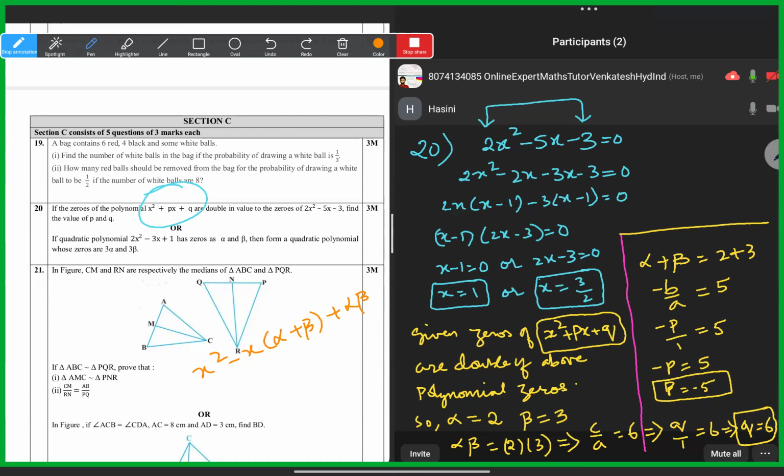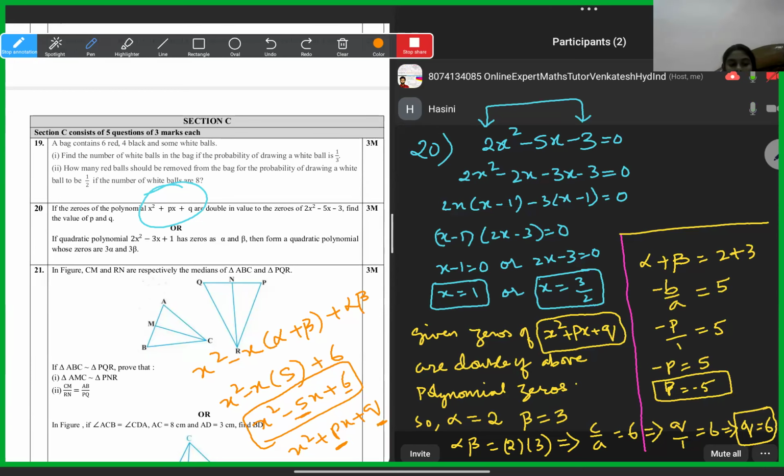Yes, Hasni. Since we know the individual zeros for this polynomial, we can frame the polynomial x square minus x into alpha plus beta, means 2 plus 3, and alpha beta means 2 into 3, 6. Now we got the polynomial x square minus 5x plus 6. This is the same as x square plus px plus q. Compare it: in the place of p we have minus 5, in the place of q we have plus 6. So p is minus 5, q is 6.